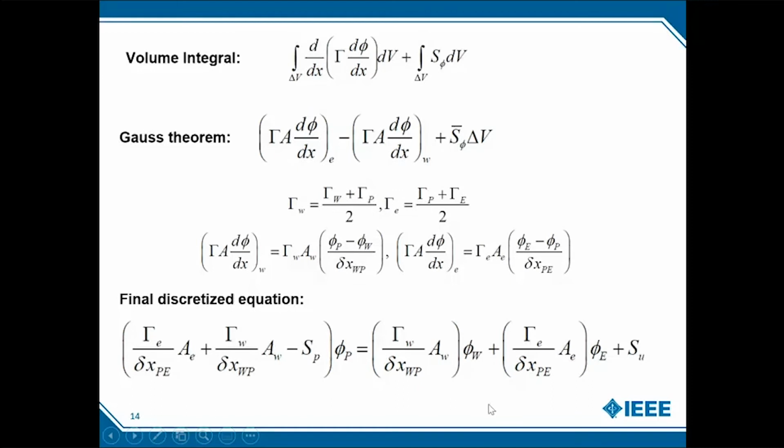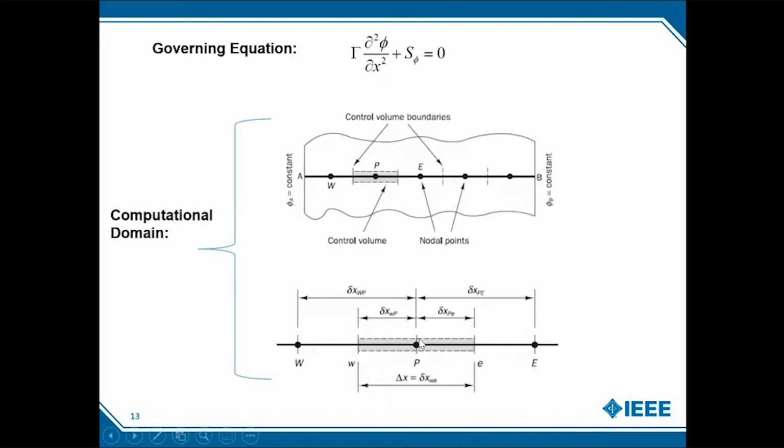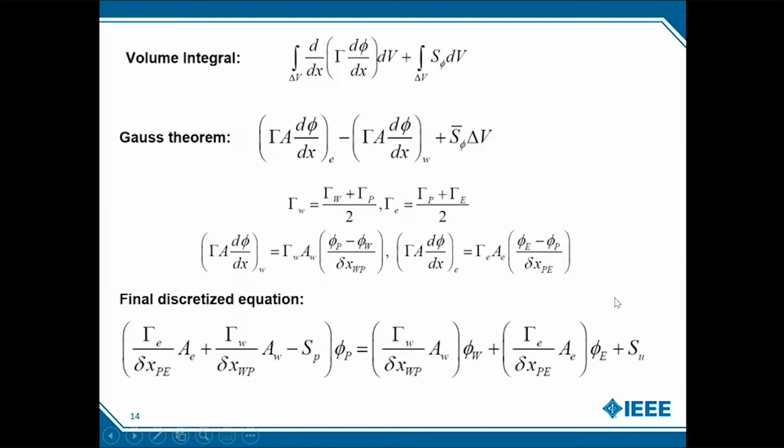Now this is an equation for one single node. The entire process that we did right now was just for this node P. We do this process again for W, again for E, and for all the nodes that are there in our computational domain. Therefore, the number of equations that we'll have is equal to the number of nodes in the computational domain. Say we have 5 nodes, we'll have 5 equations. If we have 10 nodes, we'll have 10 equations. So what's happening is we have a set of algebraic equations, and we have to solve these algebraic equations for the unknowns phi P, phi W, phi E.